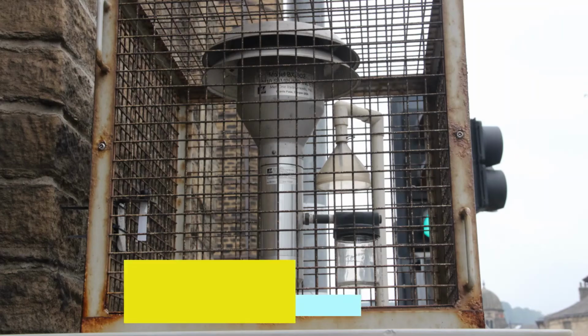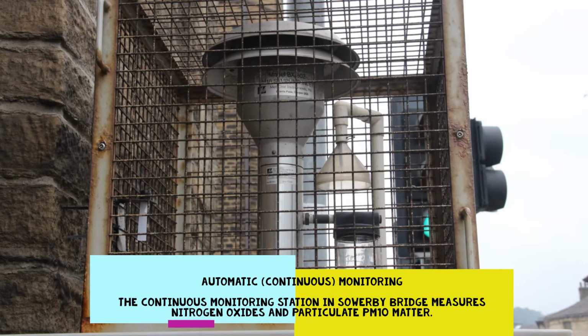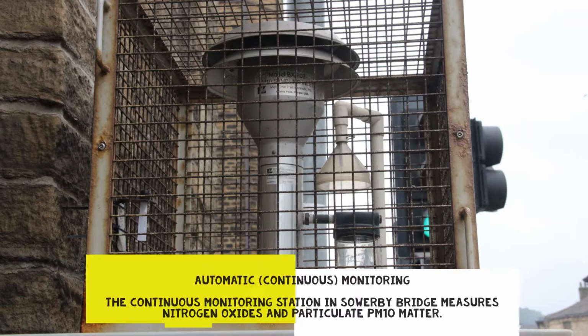The air quality data on Data Works shows us data from two types of monitoring. One is automatic continuous monitoring, which is carried out at 3 fixed sites in Calderdale. One of these sites is the AQMA in Sowerby Bridge Town Centre. The continuous monitoring station in Sowerby Bridge measures NO2 and PM10.